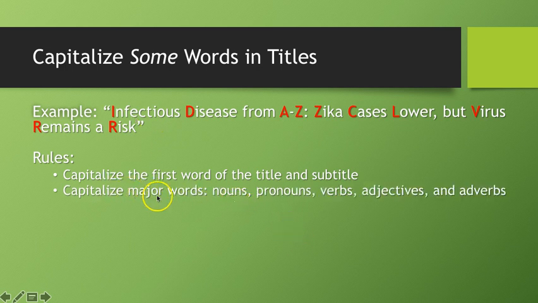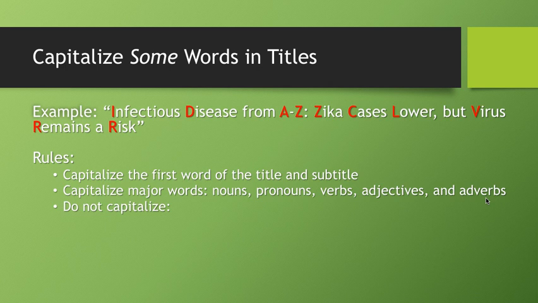You need to capitalize major words, and that includes nouns, pronouns, verbs, adjectives, and adverbs. I know some people get the rule, if it's 4 letters or longer, capitalize it. Technically that is not correct. It's a good rule of thumb to get people started. But in reality, these are the things you need to capitalize, and it doesn't matter if they're 3 letters long or 4 letters long, they need to be capitalized.